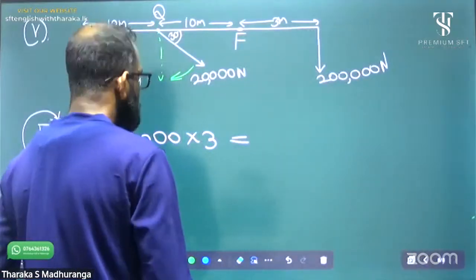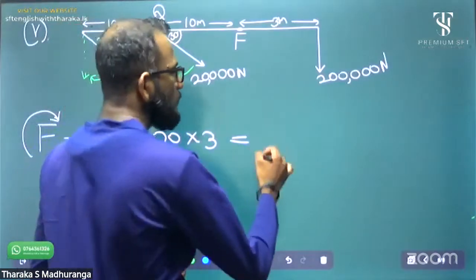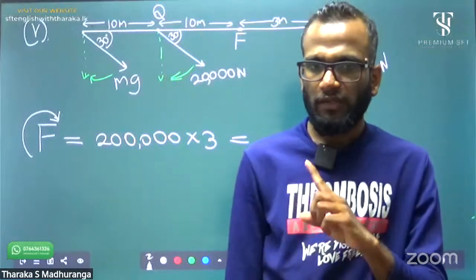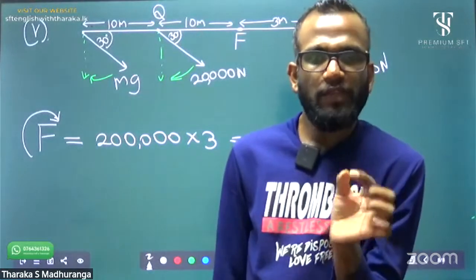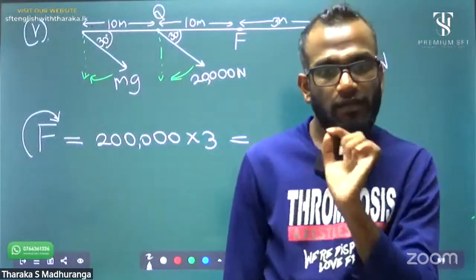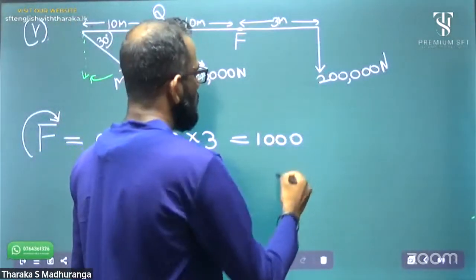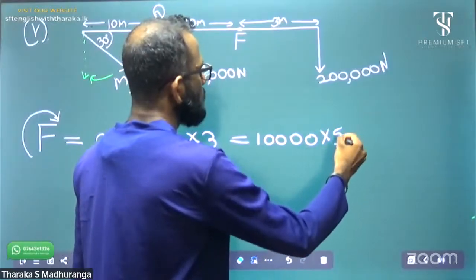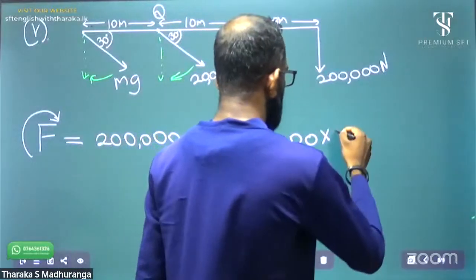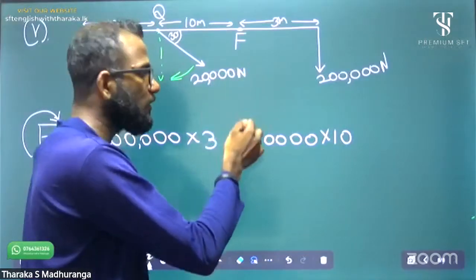Come again. 20,000 sin 30. Sin 30 is half, it is given in the question. Everything is given in the question. 20,000 sin 30 is half, that means 10,000. 10,000 into 5, sorry, 10, because the perpendicular distance is 10.